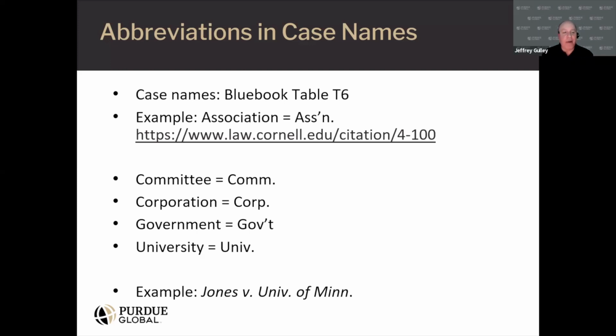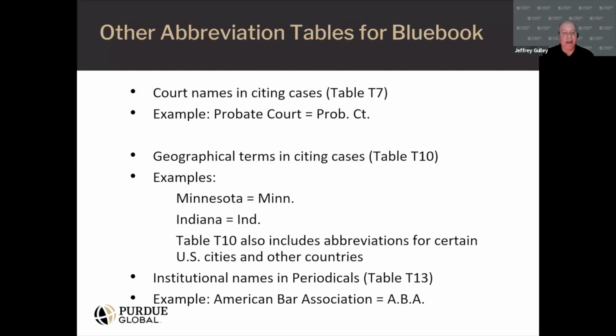Committee, corporation, university, some examples. Also, if you do not have the Bluebook available, Cornell's website has various sources available. In fact, that link takes you to Cornell's site where they have their version of Table T6, and other abbreviation tables, like Table T7, if you want to know how to abbreviate certain courts, like a probate court. That's how you abbreviate it, according to Table T7.